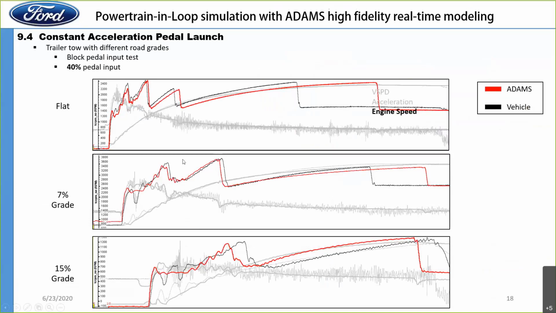So here is the correlation between the testing in the cell and the vehicle test. The red is the testing in the cell with the Adams model, and the black one is in the vehicle. You see it is tracking very well, especially in the first few shifting events, and after that we don't even care. So this is for flat grade, this is for 7-degree grade, and the third one is the 15-degree grade.